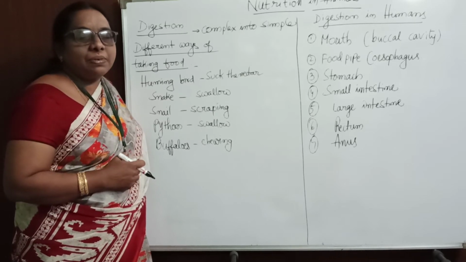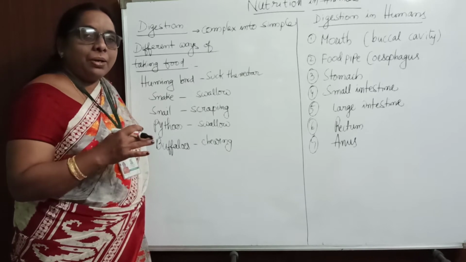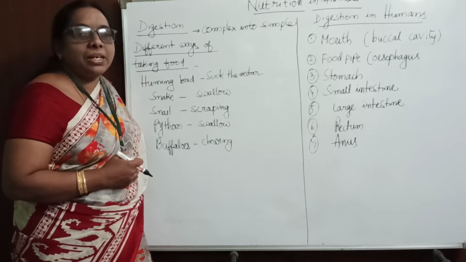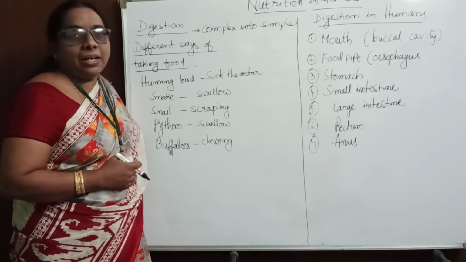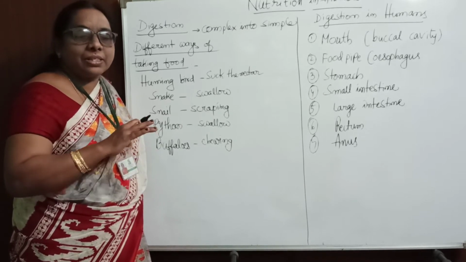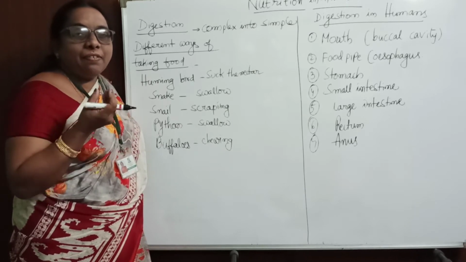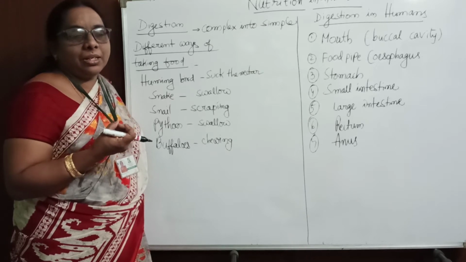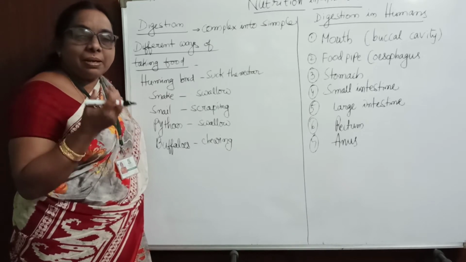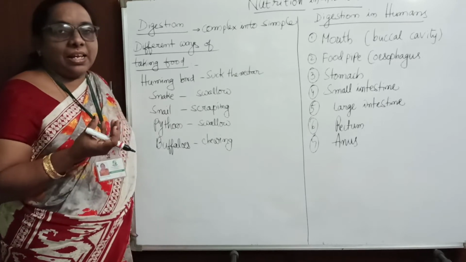That empty space we'll call the buccal cavity. What are the other things we'll see inside the mouth? We'll see a set of teeth, and along with that the tongue is also present. All the time your mouth is in a wet condition. How is it wet all the time? That means there are separate structures present inside the mouth, and they are called salivary glands.